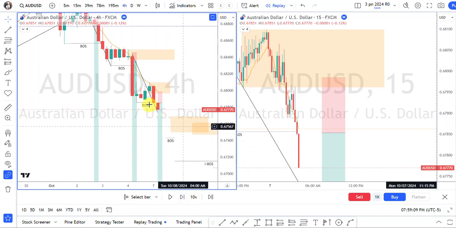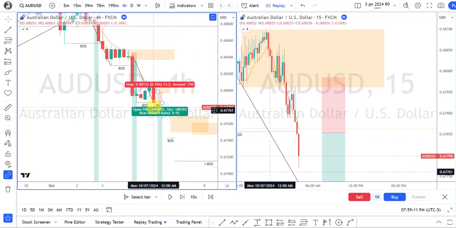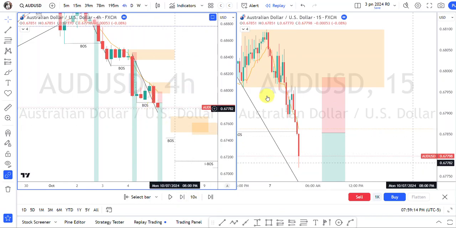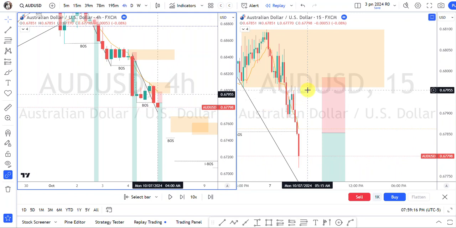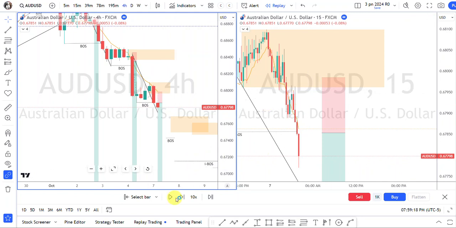So what did we see here? Now we have a true break of structure, right? We also know where the order block is back above that. So we're just going to keep watching.